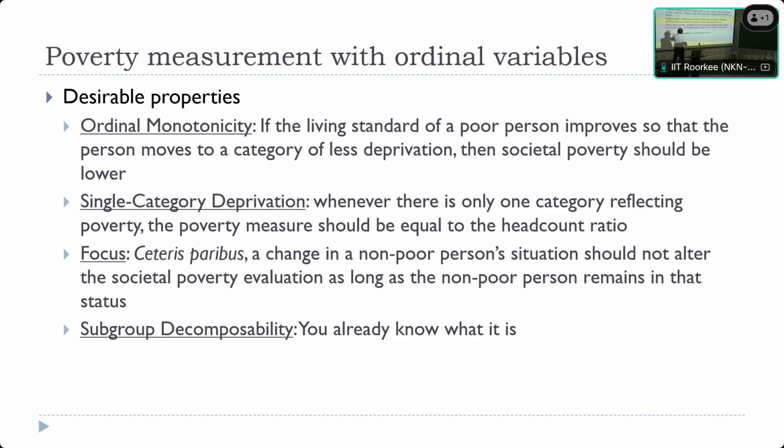And then you have subgroup decomposability. You already know what it is, because if you have different groups, male-headed households and female-headed households, and you know their poverty rates or their level of poverty, the overall poverty should be the population weighted sum of the poverty of the subgroups. If you have northern and southern regions, the poverty in north, poverty in south, then total poverty is going to be the population share of north times their poverty, plus the population share of south times their poverty. That's it.